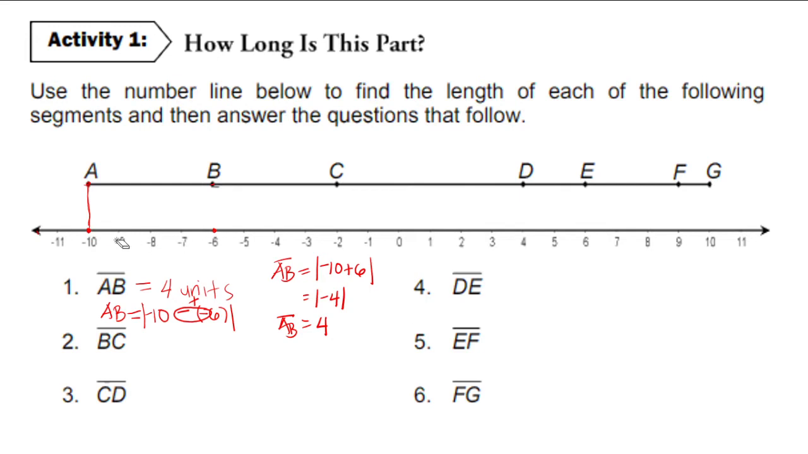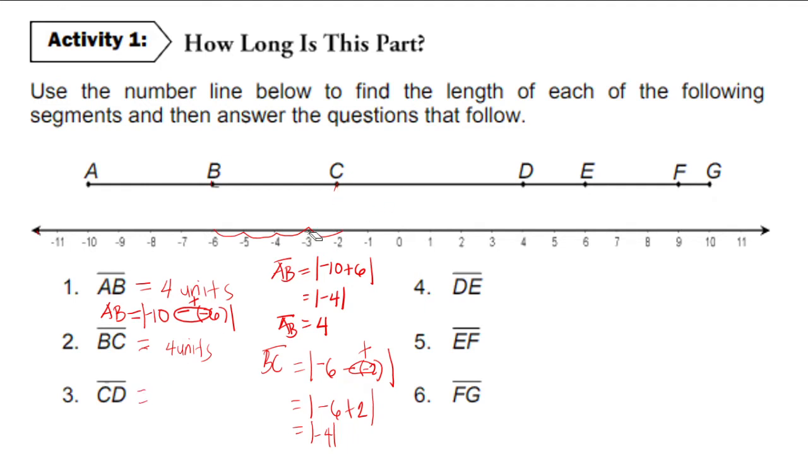Next, how about BC? If we count the units, 1, 2, 3, 4. So BC, from point B to point C, is also 4 units long. If you use absolute value in finding the difference of the coordinates of the points, you may. Point B is located at negative 6 and point C is located at negative 2. Negative and negative, so positive, it becomes negative 6 plus 2, which is negative 4. The absolute value of negative 4 is positive 4. So it is also 4 units.